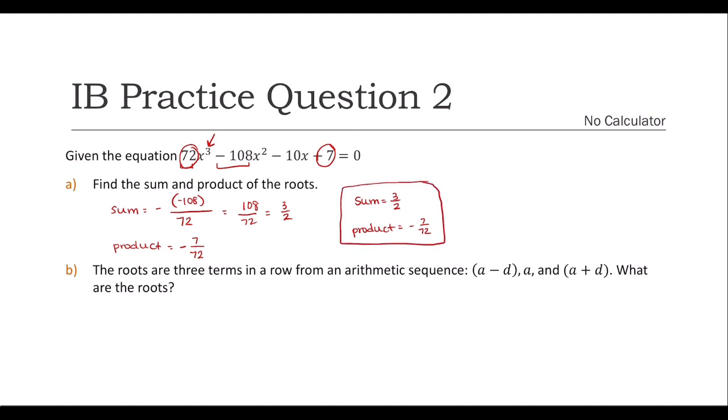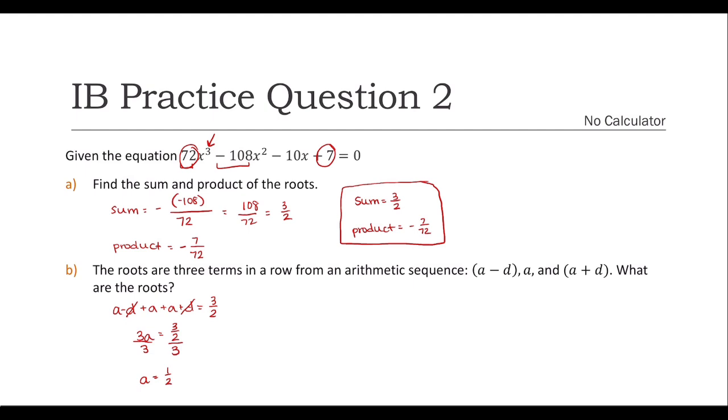Part B says, the roots are 3 terms in a row from an arithmetic sequence, a minus d, a, and a plus d. What are the roots? So we'll start by finding the sum of the roots. So you have a minus d plus a plus d. And that has to equal your sum, which is 3/2. Our negative d and positive d would become 0. So we have 3a equals 3/2. We'll divide both sides by 3. So we get that a equals 1/2.